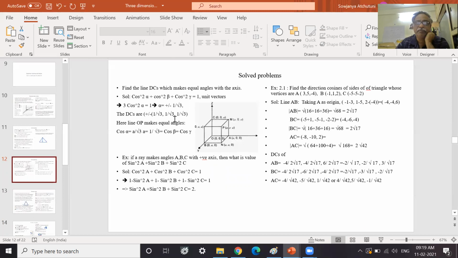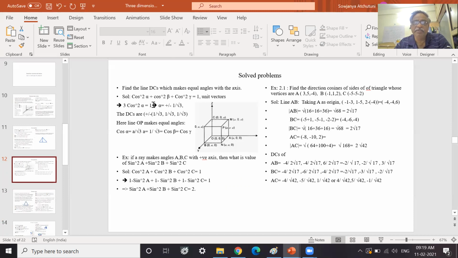Let us see this. Find the line DCs which makes equal angles with the axes. These are the x, y, z. He said cos alpha is equal to cos beta is equal to cos gamma. Is making equal angles with the axes. So it's like a cube. This is also a, y also a, z also a. So cos square alpha plus cos square beta plus cos square gamma becomes 3 cos square alpha. That is 1. So cos alpha is 1 by root 3.